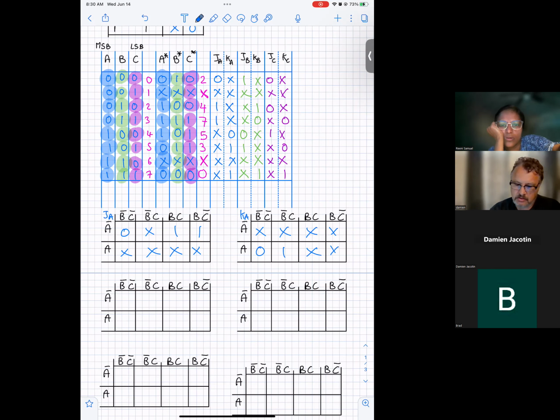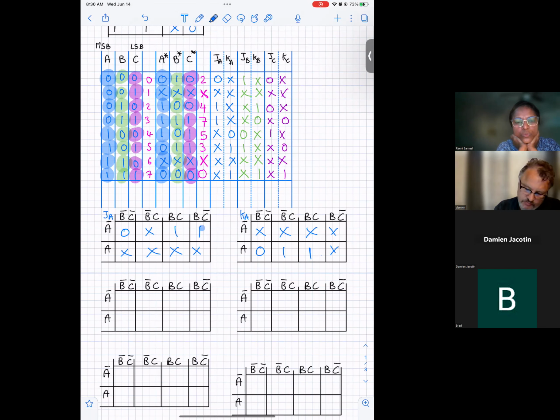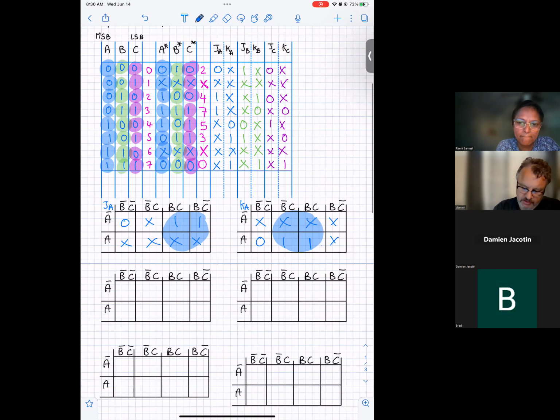Well, wait, did I make a mistake here? Yes, I made a mistake. My 7 is supposed to be a 1 right here. That's supposed to be a 1. All right, so what grouping can I make? Well, on the left for JA, I think that this 1, 1 probably would be my best grouping. And for this one, this probably would be my best grouping. Would you agree? All right, so I'm going to write it down here.